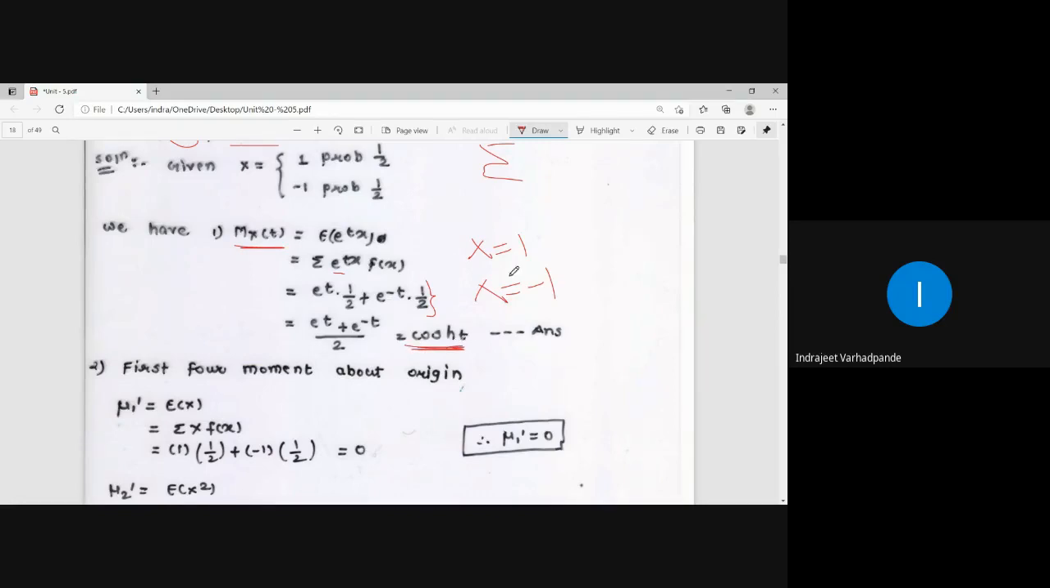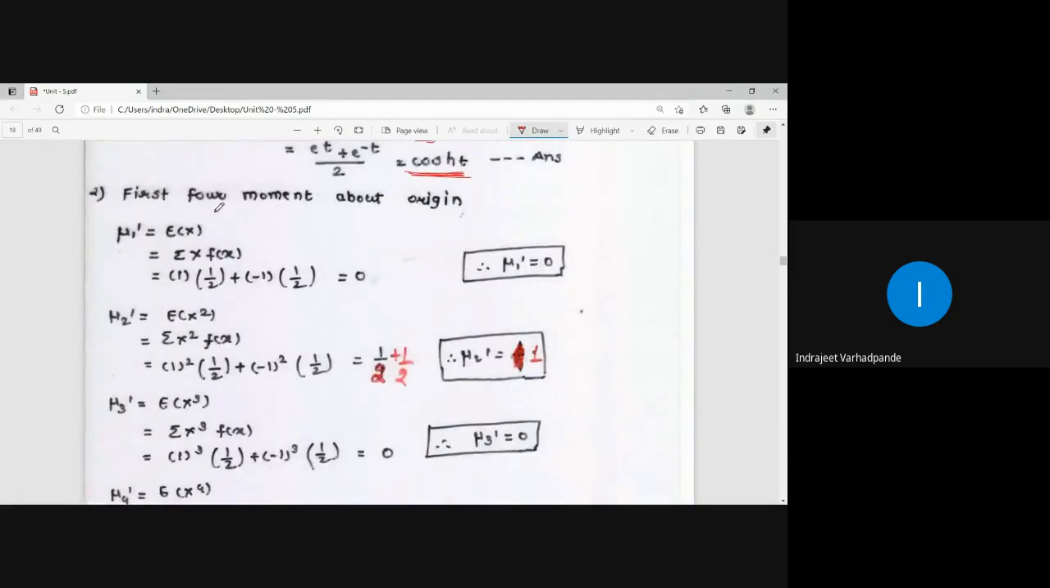I hope it is clear. In the random variable only 2 values are obtained, 1 as well as -1, and both the corresponding probabilities are 1 by 2. So put the value of x as 1, take its corresponding probability 1 by 2. Put the value of x as -1, take its corresponding probability 1 by 2. So I am getting the moment generating function as cosh t. Now the first 4 moments about origin.